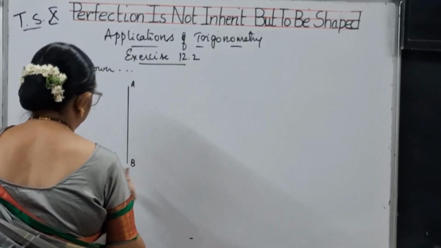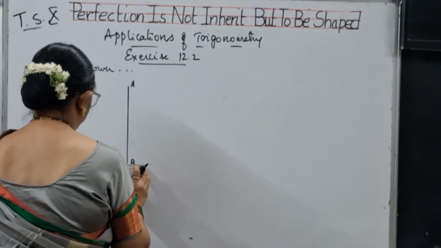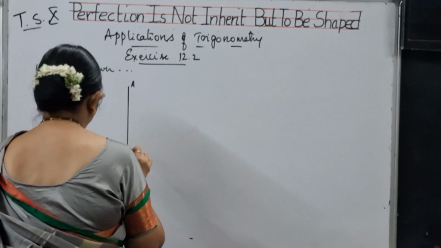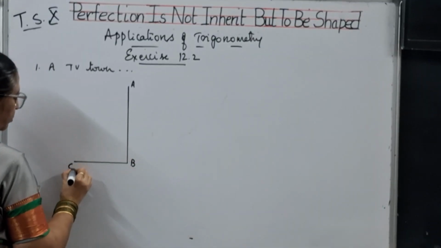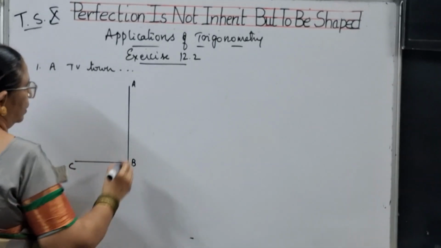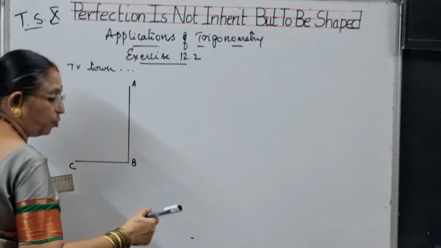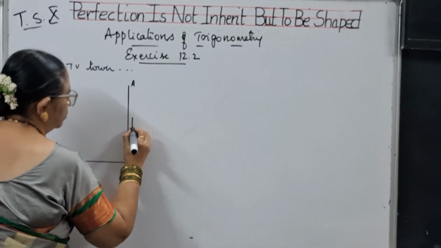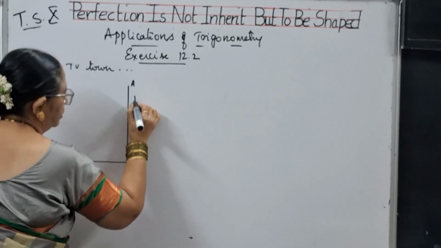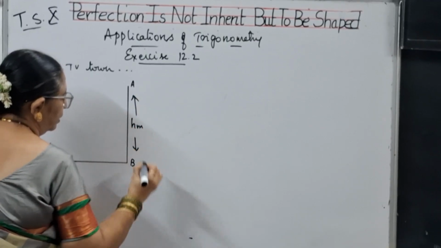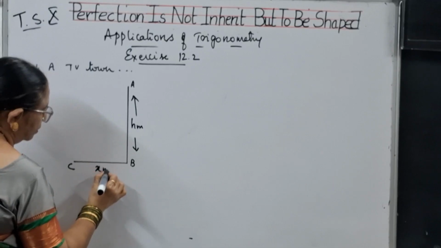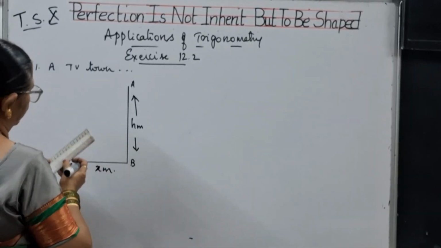AB is the tower, and let me take BC is the road. This tower height is how much he has given? They have not given anything. You need to find out. So this is H meters. Height is H meters. Width of the road also you don't know. Let us consider it as X meters.